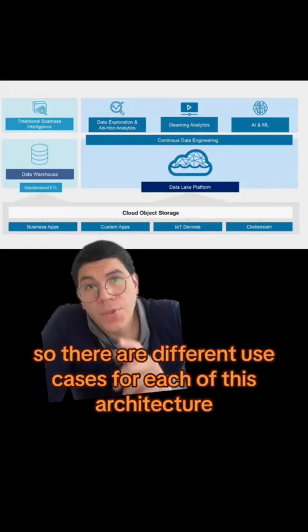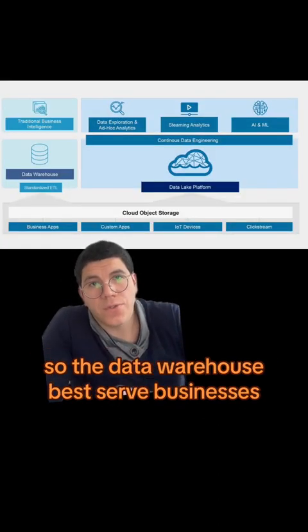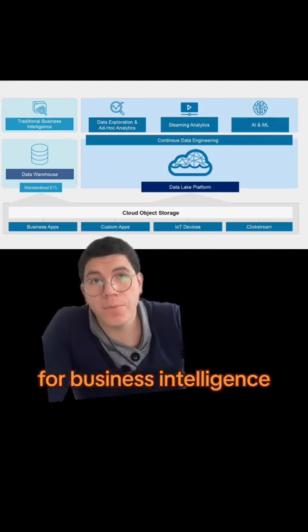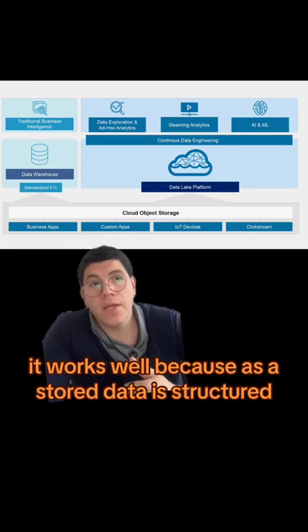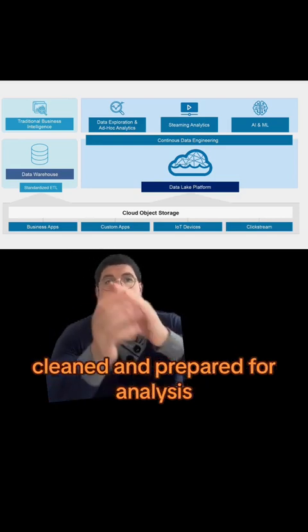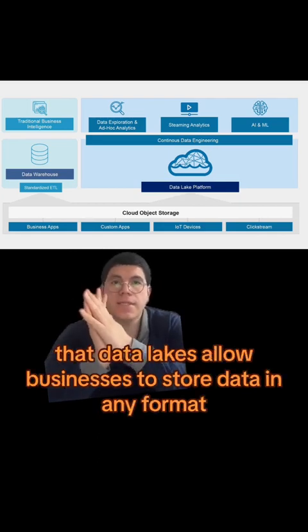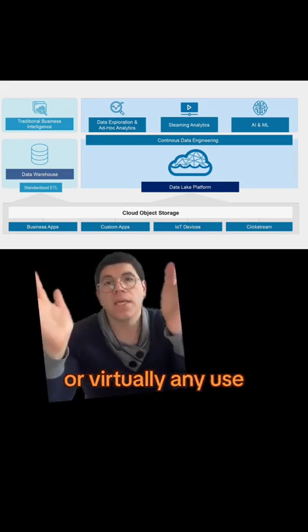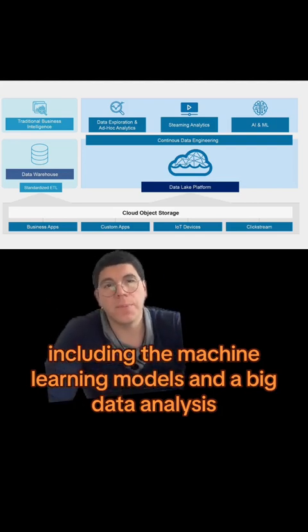There are different use cases for each of these architectures. A data warehouse best serves businesses looking to analyze operational system data for business intelligence. It works well because the stored data is structured, cleaned, and prepared for analysis. On the other hand, data lakes allow businesses to store data in any format for virtually any use, including machine learning models and big data analysis.